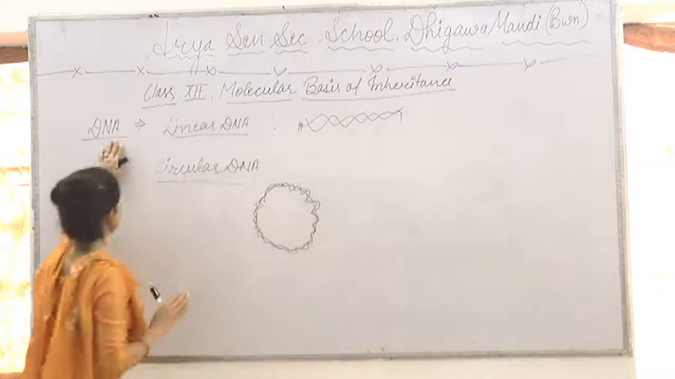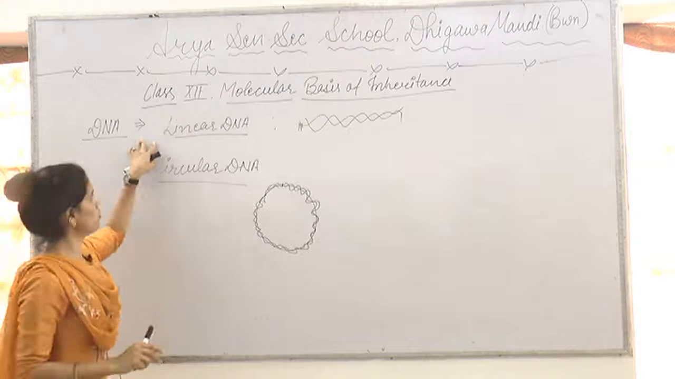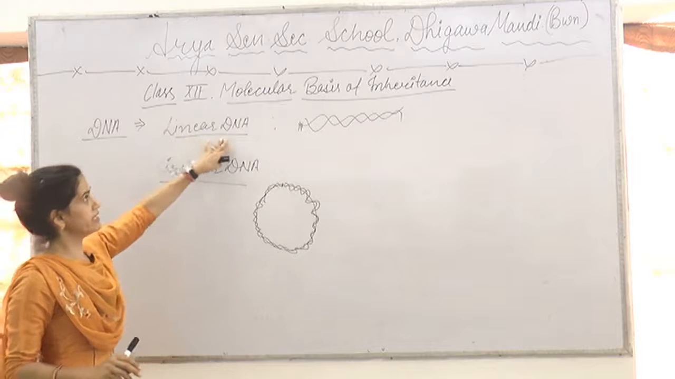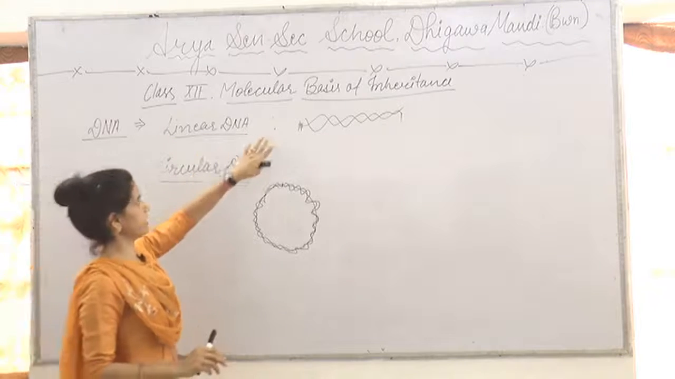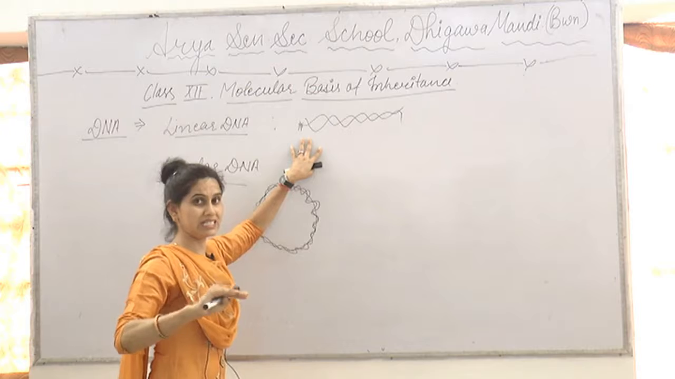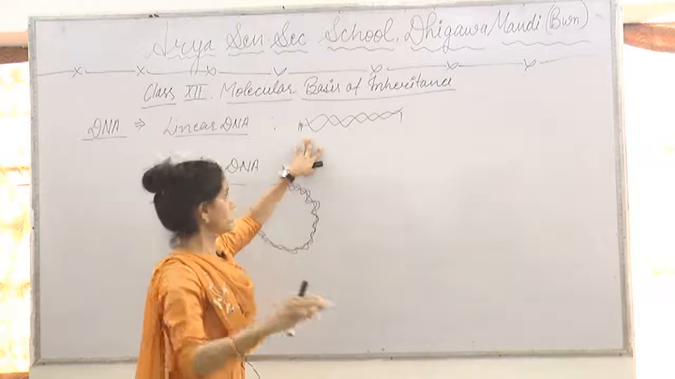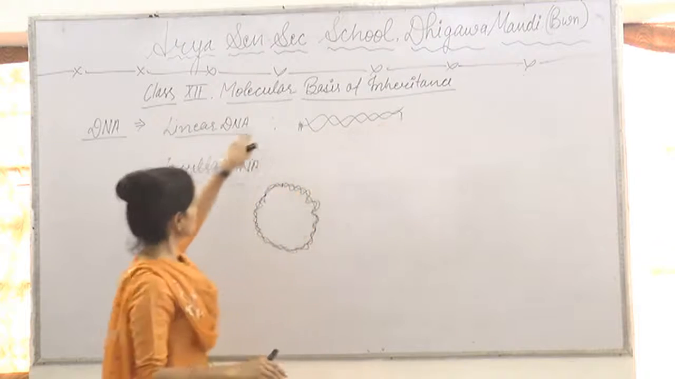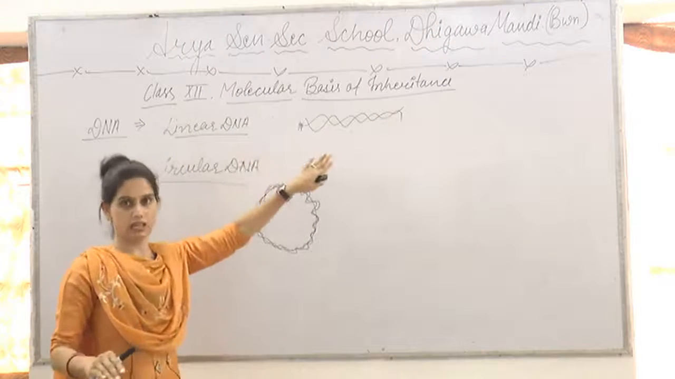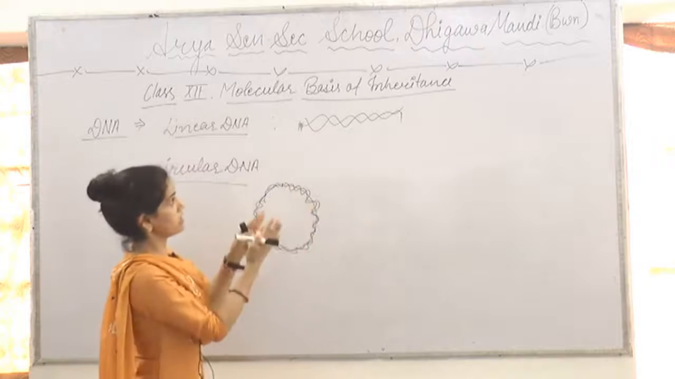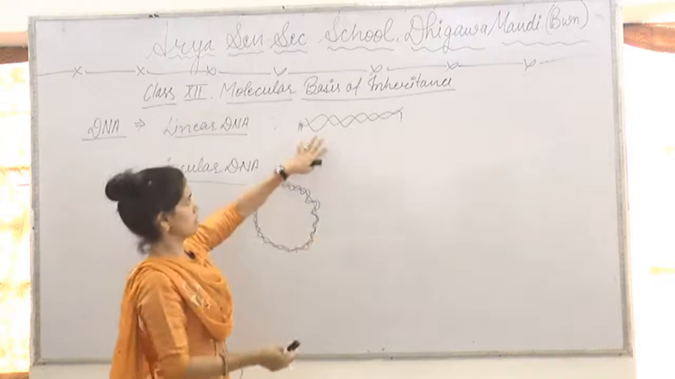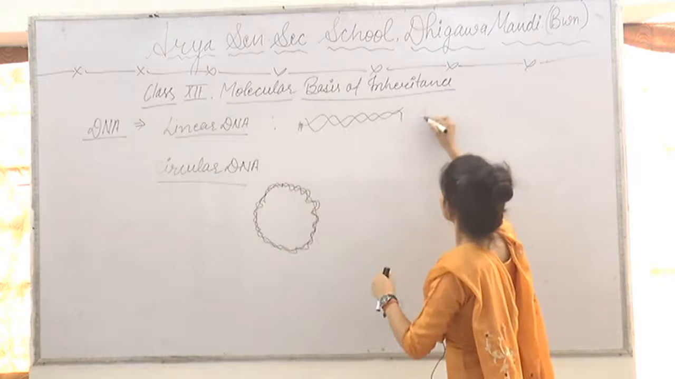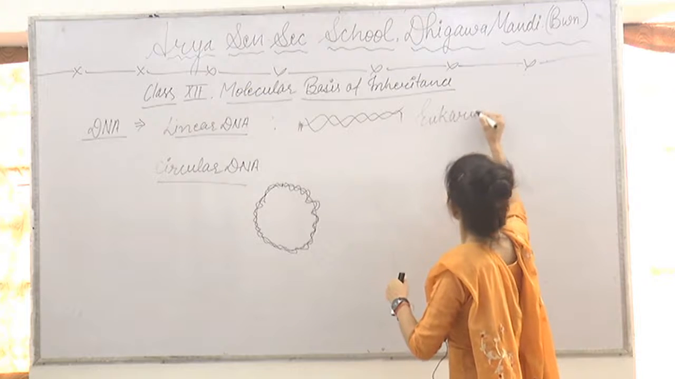So let's start with DNA. DNA is found in two forms: linear DNA and circular DNA. Linear, as the name indicates, is linear. It has two free ends, one is this, another one is this. So this is the linear DNA, and it doesn't have a join. It is found in eukaryotic cells.